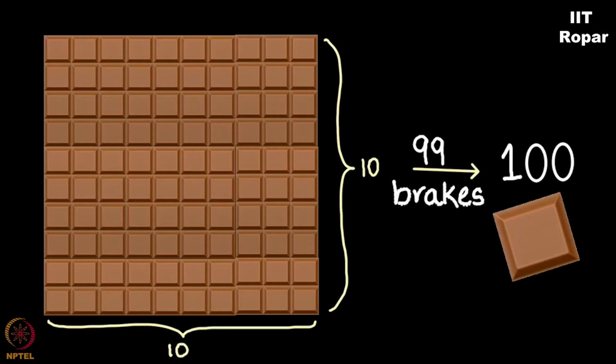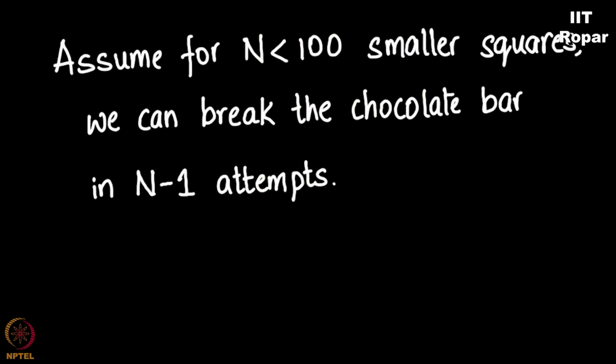Okay? How can you do it? Now let me assume that if a chocolate bar is less than 100 in size, this is doable. For anything less than 100, this is doable. Let me see with that if I can conclude that for 100 it is doable. Okay, so how do I go about doing this?